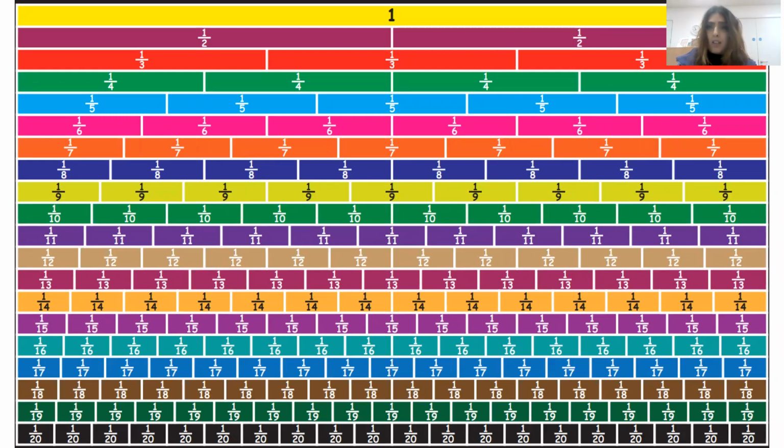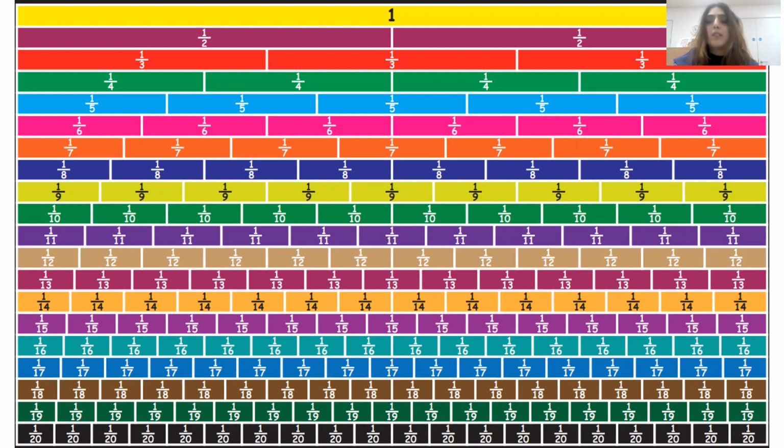So if you notice, each of these fractions starts with a 1. The numerator, that means it's one whole cut into two pieces. So a half is one whole in two pieces. And so if you have 1/13, it'll be one whole that has 13 parts in it.